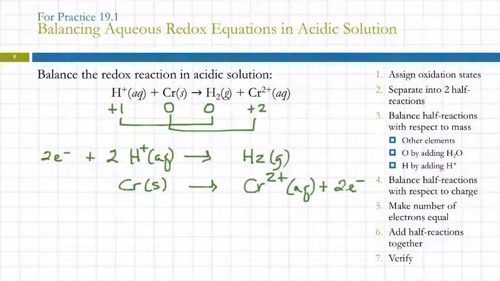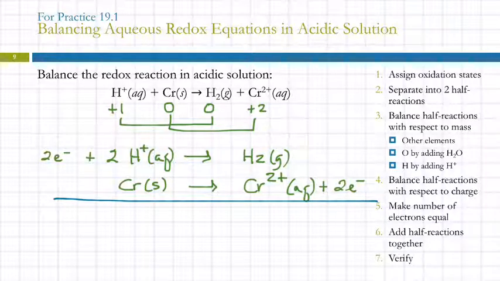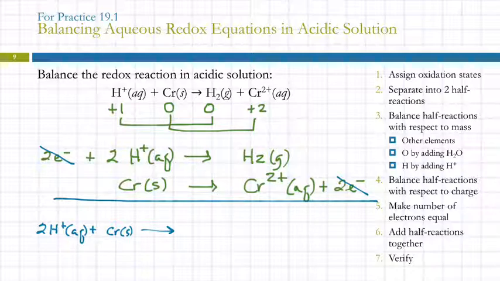Okay, so are my number of electrons equal? Yeah, they are. 2 on each side, so I don't need to multiply this stuff. I can just add these things together. So 2 electrons on the left, 2 electrons on the right, those cancel out. And then I'm just going to copy down the other stuff. So I've got 2 hydrogen ions, those are aqueous, plus chromium. That's going to make a chromium ion plus hydrogen gas.